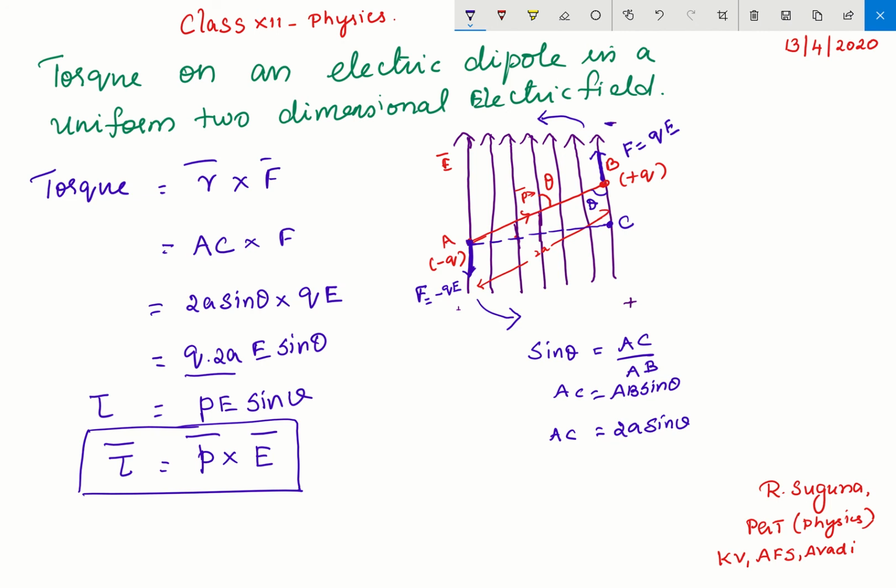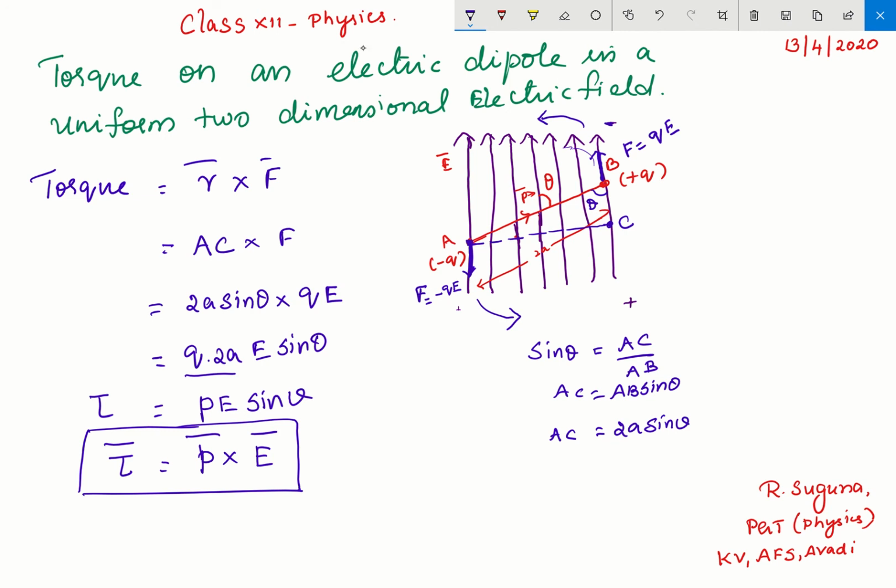Apply the right hand screw rule to P cross E. Therefore, it will be perpendicular to the plane of the board and outward. P is here, this is P and this is E. Therefore, P to E, it is going like this. Okay, therefore, this is the expression, and what is the direction?